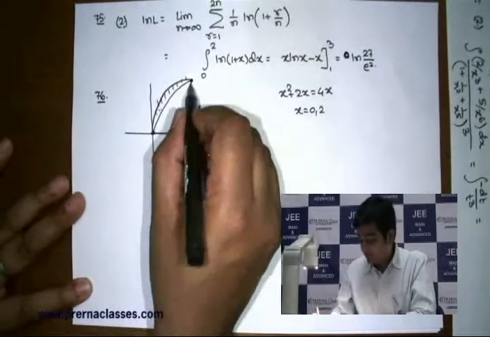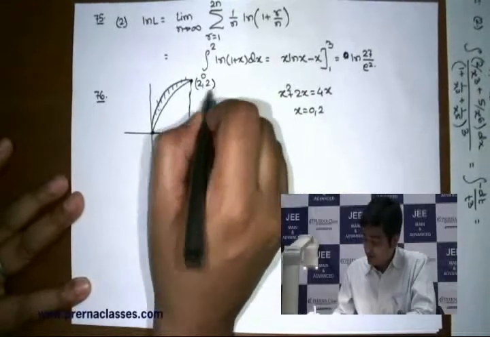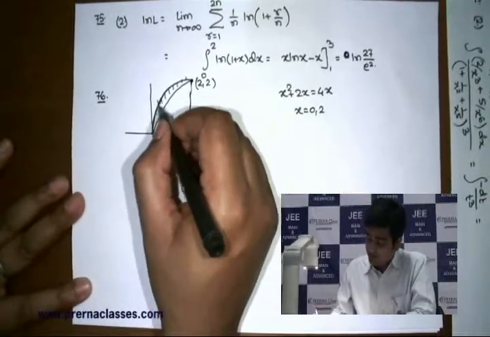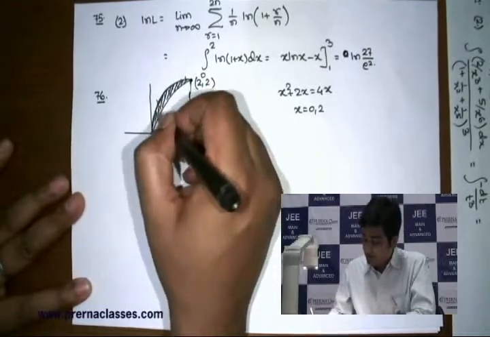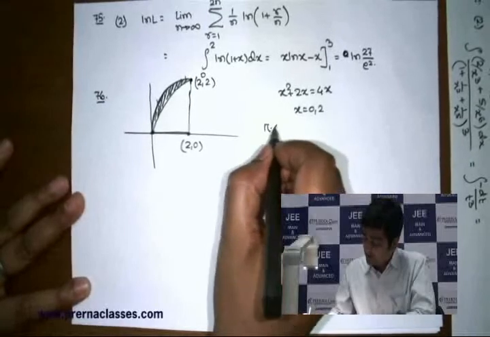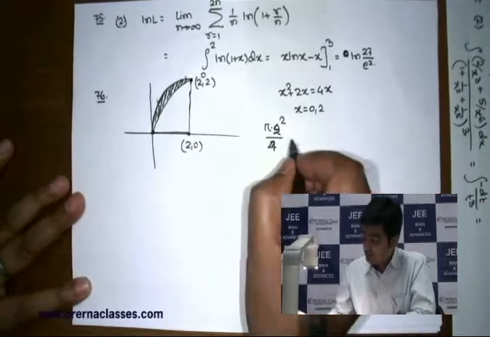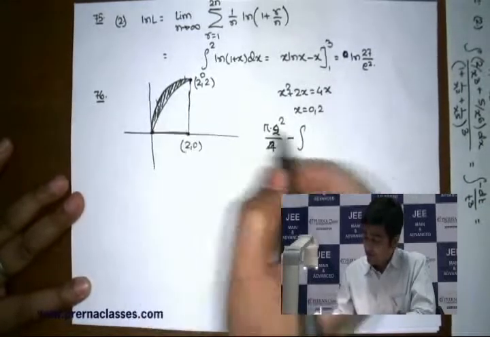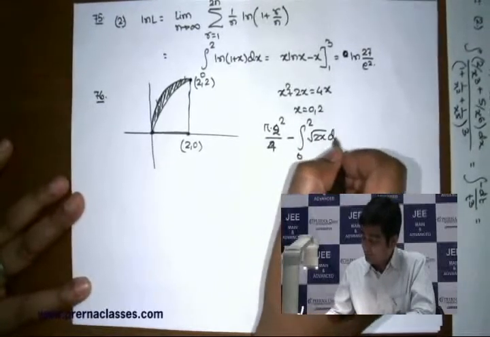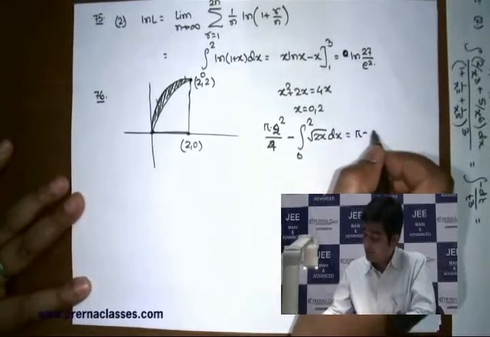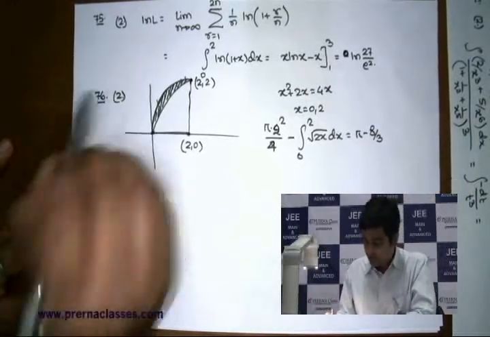Since this point of intersection is 2 and the radius is also 2, we can then safely say that this area of the circle is 1/4 of it, but we are interested only in this part of it. So 1/4 area is going to be this much minus the area enclosed by the parabola from 0 to 2. After simplifying this, we will end up getting 5 minus 8 by 3, which is the option 2 in that problem.